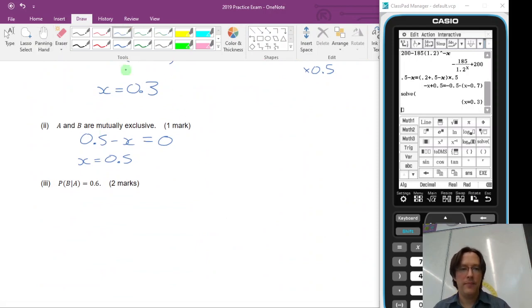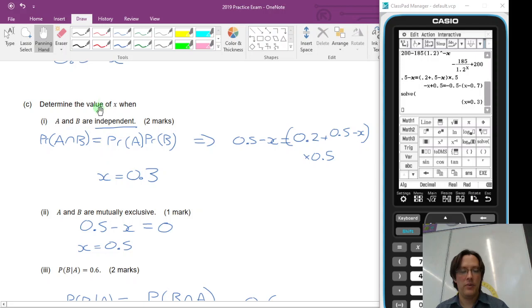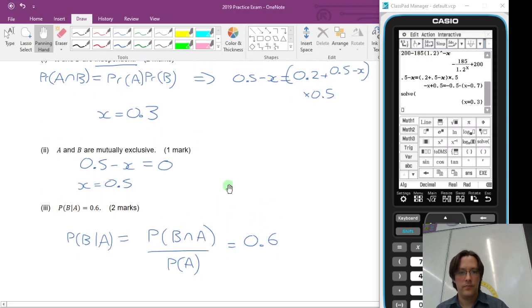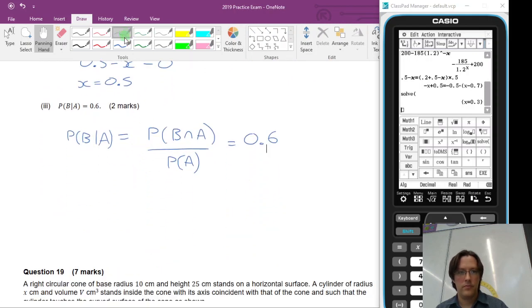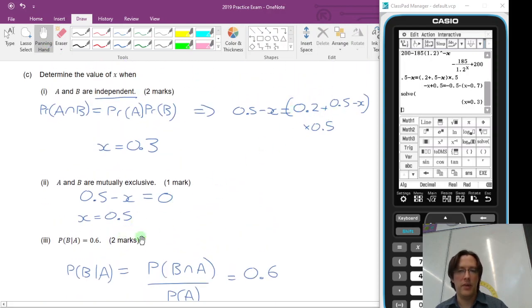Probability of B given A is 0.6. So remember that probability of B given A is the probability of B intersection A divided by the probability of A. And we know that's 0.6. So what's the probability of B intersection A? We've already got that, or A and B, 0.5 minus x rather. What's the probability of A? We just worked that out before. It was, let's add these together, 0.7 minus x.